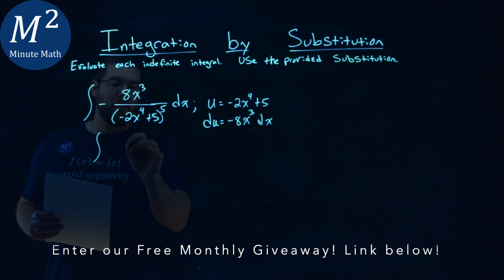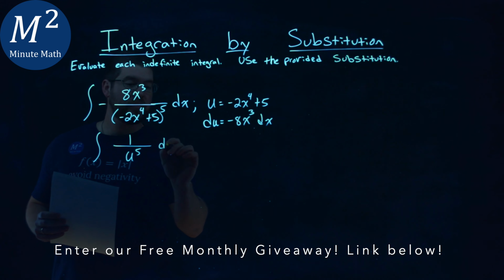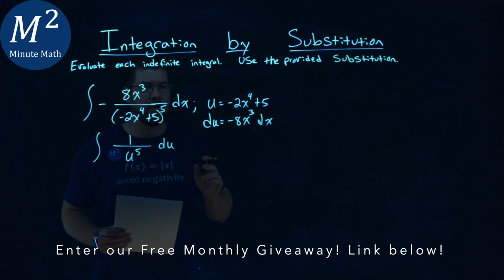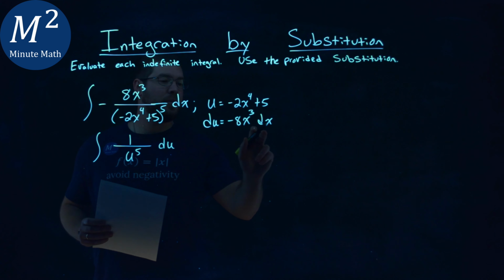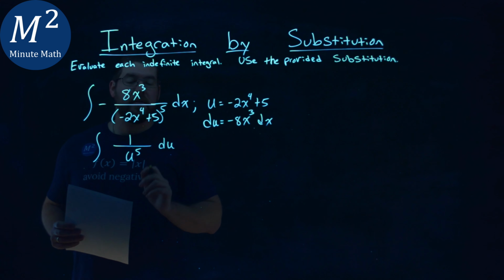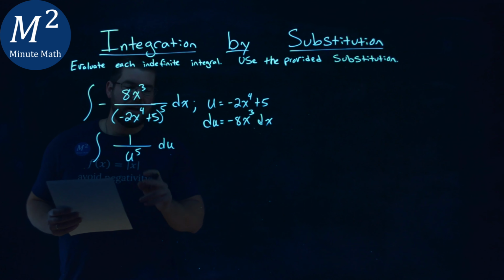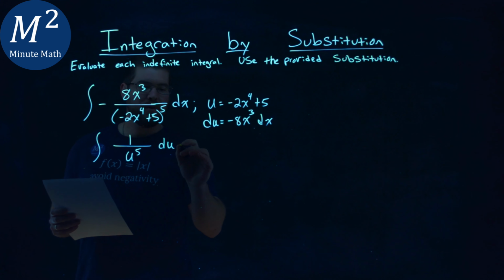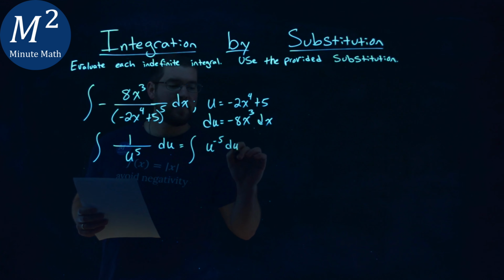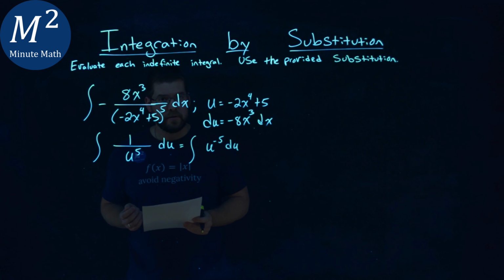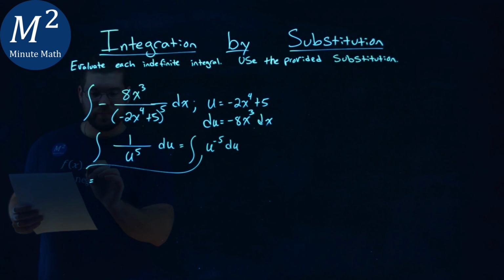Integral now of 1 over u to the fifth power, just du. Notice it again, negative 8x to the third dx is that du right here. And then we have the u down in the denominator. Now, for me, I like to take integrals not of 1 over u to the fifth. I like to rewrite this to be the integral of u to the negative fifth power du. That's my personal preference. With that being said, let's keep that gravy train going.